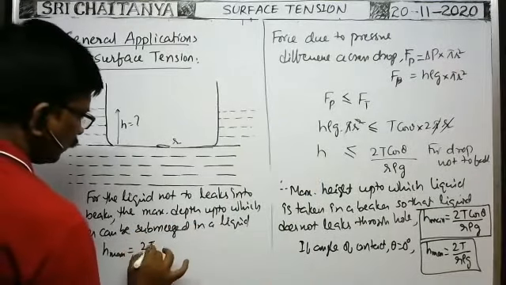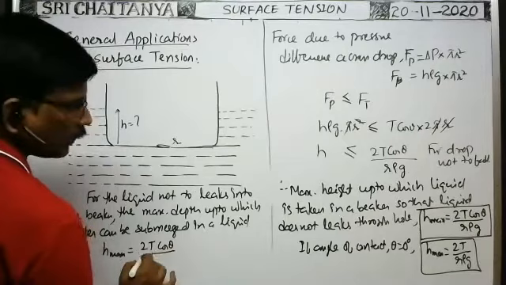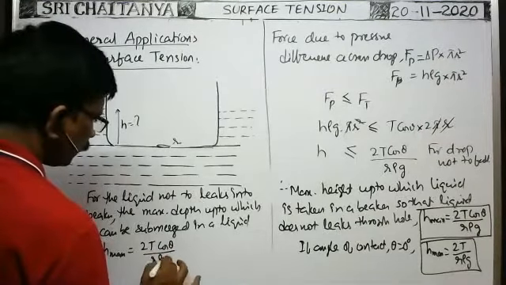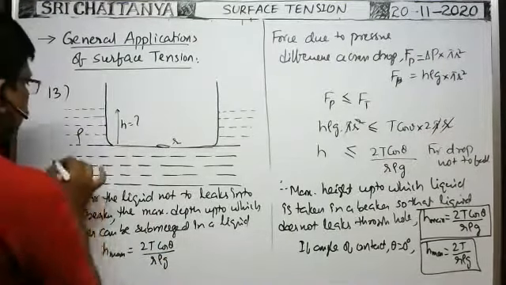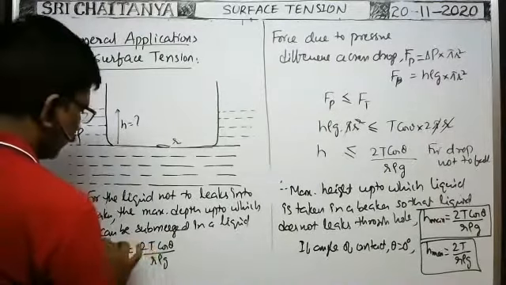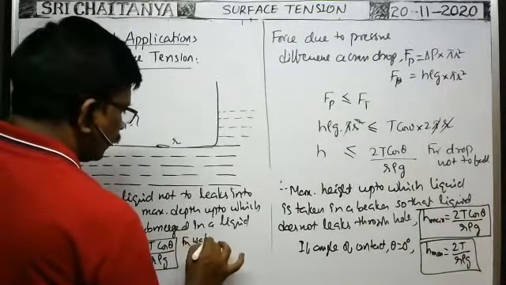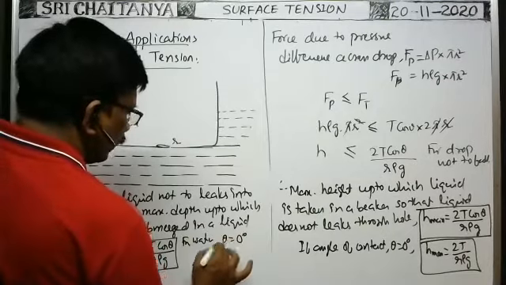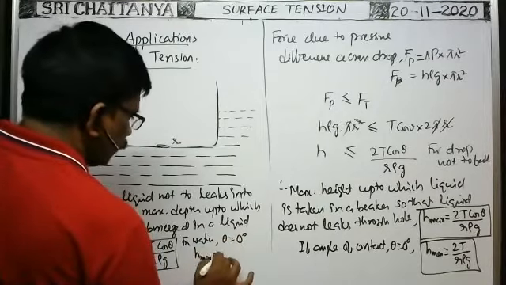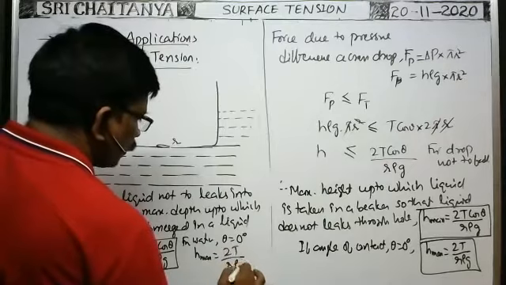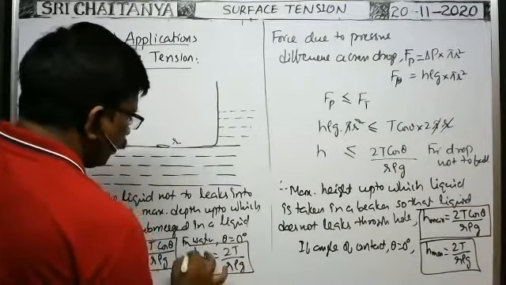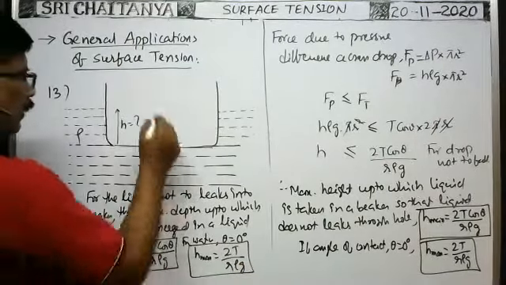2T cos theta by R rho Z. Rho is the density of the liquid. Okay. In case of water, theta is equal to 0 degree. Therefore, H max is equal to 2T by R rho Z, where R is the radius of the hole.